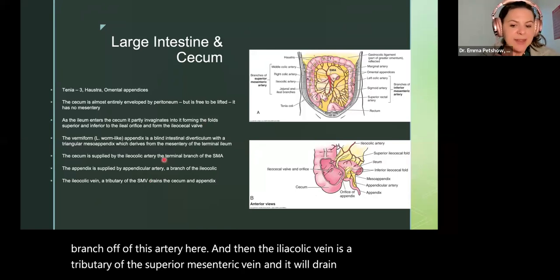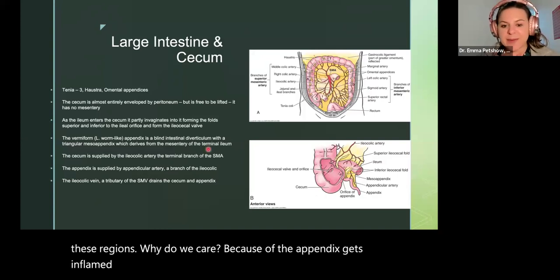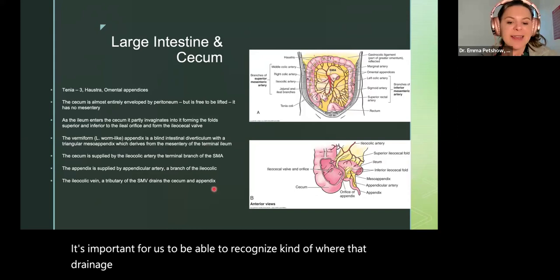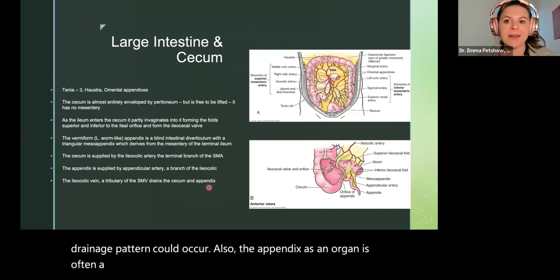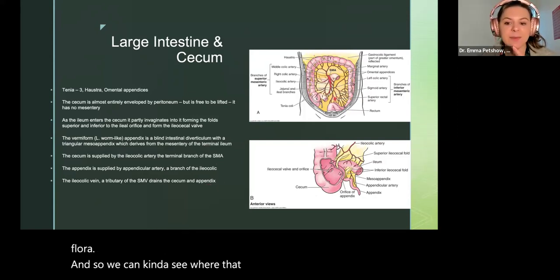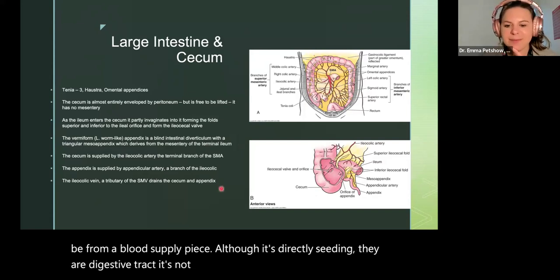Why do we care? Because if the appendix gets inflamed or irritated, it's important for us to be able to recognize where that drainage pattern could occur. Also, the appendix as an organ is often a housing space for our healthy gut bacteria, our healthy gut flora. And so we can see where that communication pattern could be from a blood supply piece, although it's directly seeding via our digestive tract. It's not going through the blood.